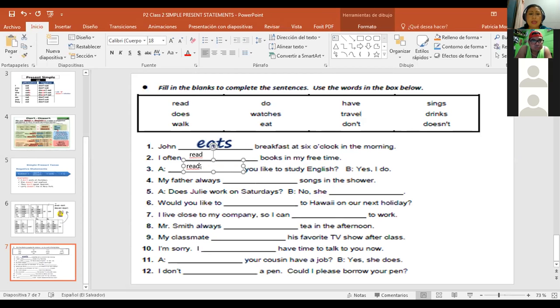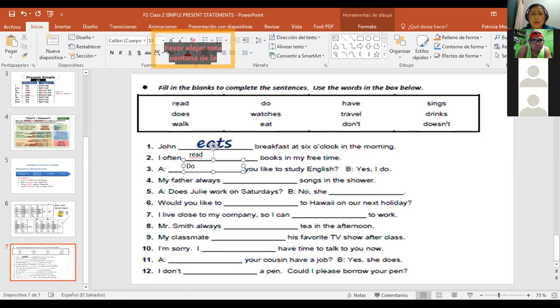Ok, number three. Volunteer for number three. Voluntario para la número tres. No sé, Yanari había participado, creo. Carlos. Adelante, Carlos. Yes. Do you?